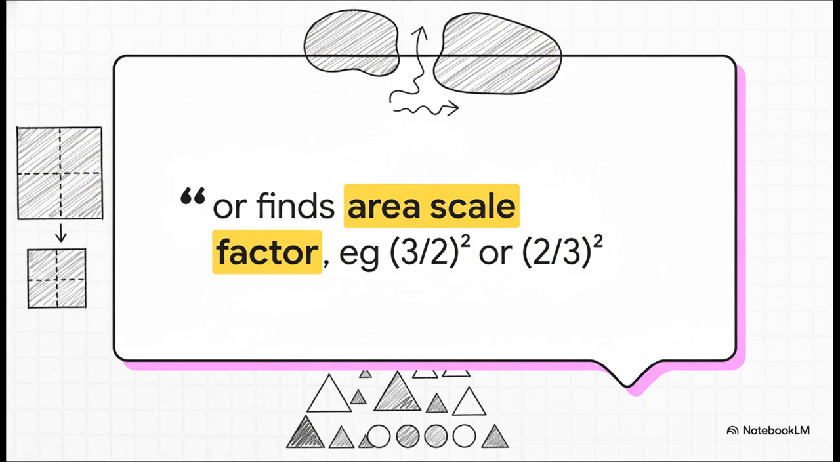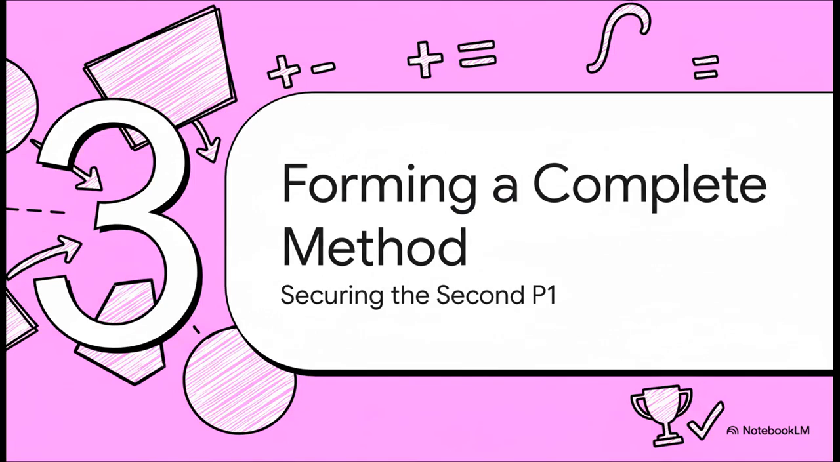Okay, but what if you didn't think of that first? The mark scheme says you could find the area scale factor instead. Since area is a 2D measurement, you just square the length scale factor. So calculating 3/2 squared, or 2/3 squared, that's another perfectly valid first step for that P1 mark. All right, we've got the first mark in the bag, so let's see how we can build on that. The next step is all about forming a complete method to find the area of that trapezium. And that's what's going to unlock the second process mark.